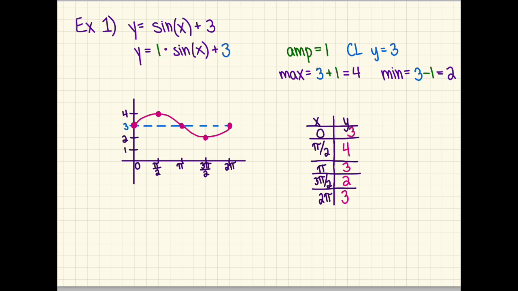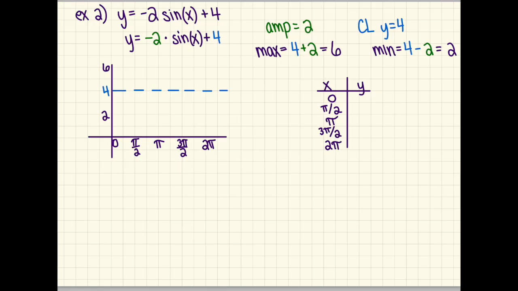Once you have the xy axis set up, we're ready to graph. Since A is positive, we're going to start at my center line, then go up to the maximum, come back to the center line, minimum, and then go back to the center line, and then fill in the chart with those respective y values.